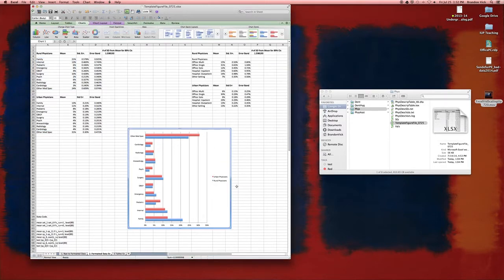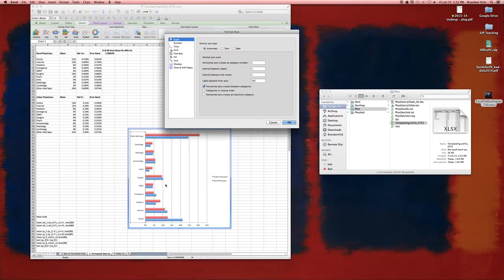Okay, so everything's lined up. Now let's fix this in a couple of ways. I put family on top because it's fairly important. I want that to be reflected here. So let's start manipulating this graph a bit. I want to manipulate the axis here. So I'm going to format the axis. And I want the categories in reverse order. Well, I mean, I want them in the right order, but for Excel, you have to click reverse order.